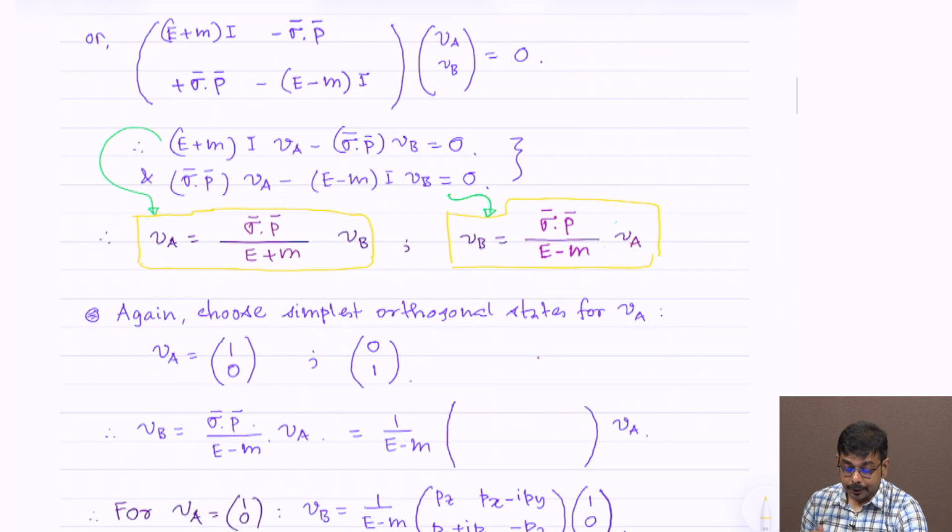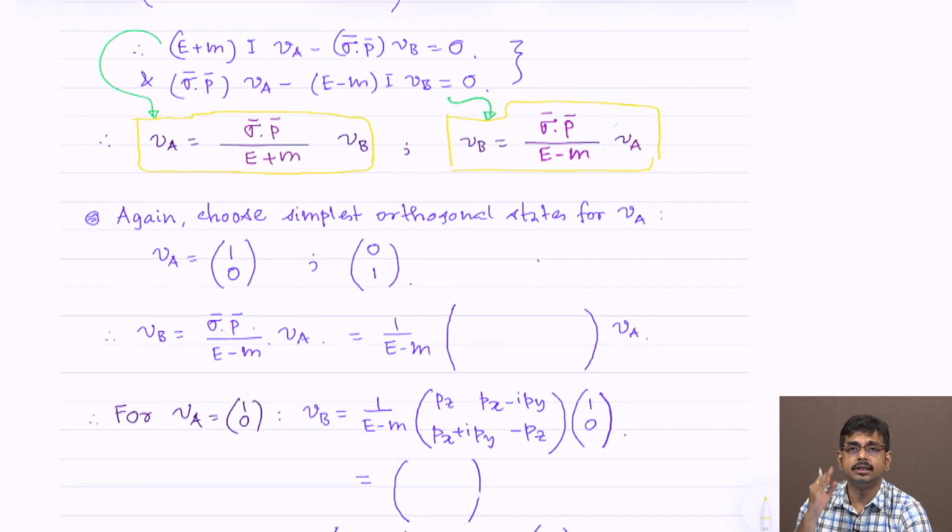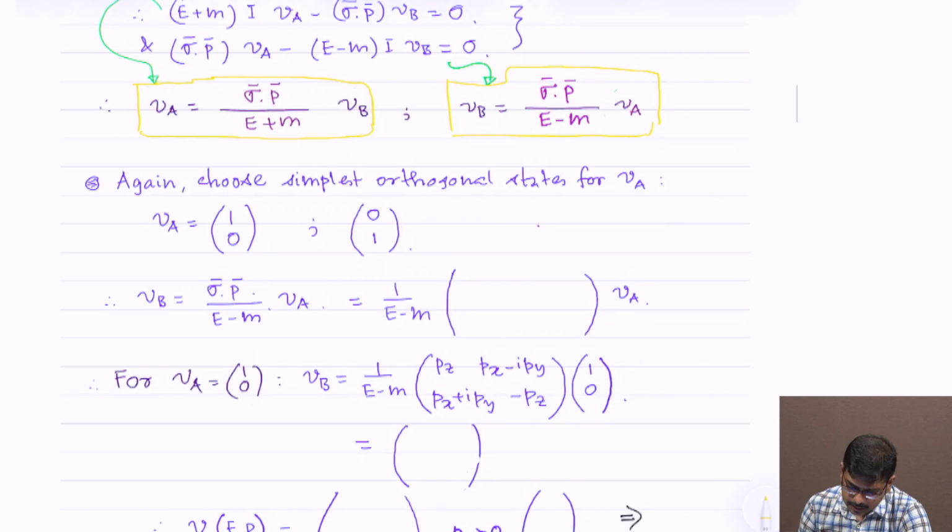Now, what we are going to do is take two test solutions for Va. Let us take the simplest orthogonal form of Va, which will be 1 0 and 0 1, because these are two-component spinors. Let us take these two solutions and see what exactly Vb is, and correspondingly what will be the antiparticle spinor solution.